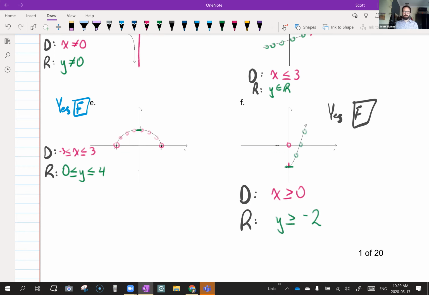So on the function, you're like, well, where is y a million? And you're like, up there. Where is y -5? Well, it doesn't exist because it's too small. It's a function that doesn't exist down there.